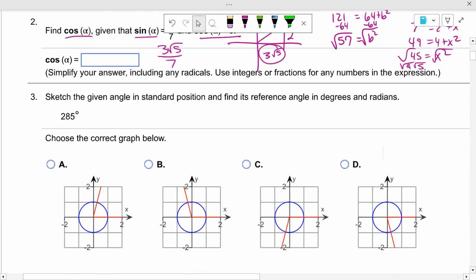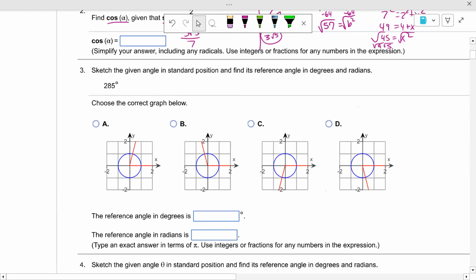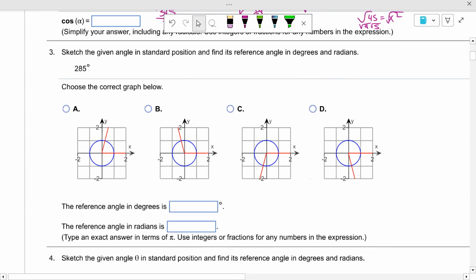All right. Now we're going to talk about reference angles. And we've been kind of using reference angles, especially on section 1.4. We used reference angles without really knowing it. A reference angle is how far we are away from the horizontal axis. And we'll use that angle to figure out what it is. So 285 degrees. Which of these pictures about shows 285 degrees? A, B, C, or D?